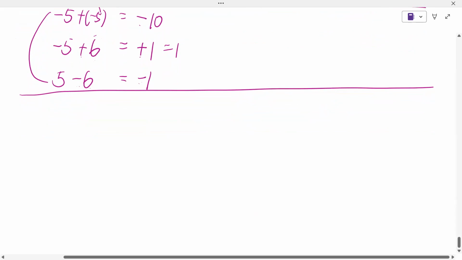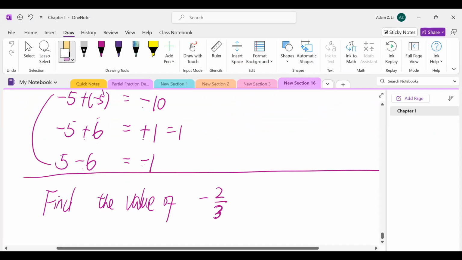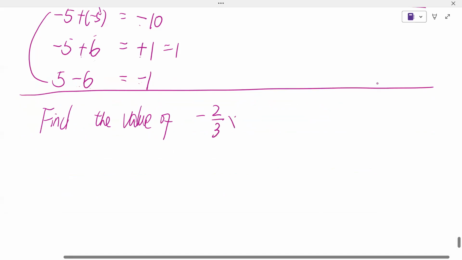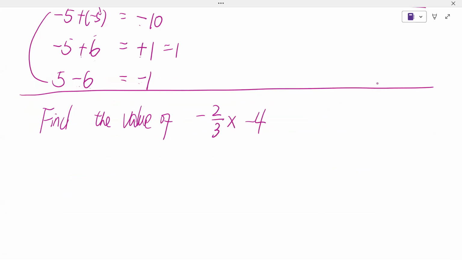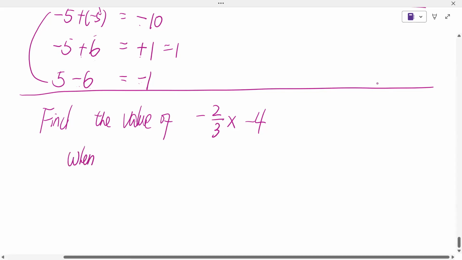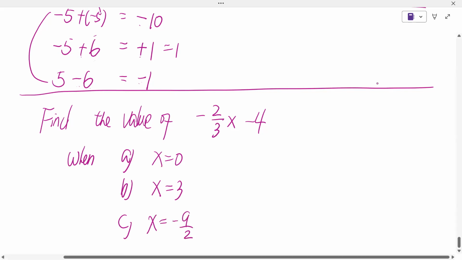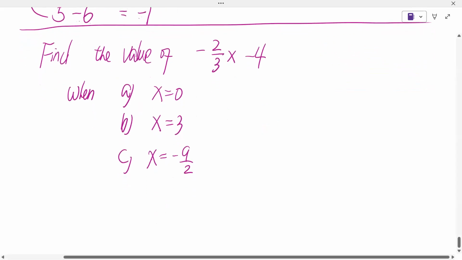and also let's learn how to find the values. Let's say we are given an algebraic expression, something like this, right? We have negative 2/3 of x minus 4. Now here we are given three different cases. Part A, x equals 0. Part B, x equals 3. Part C, x equals negative 9 over 2. So basically there are three different questions here, right? So you're going to tackle that one at a time.